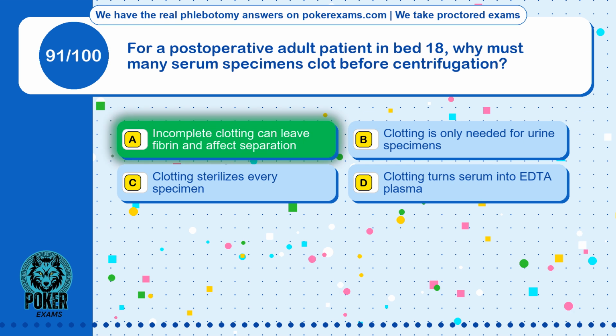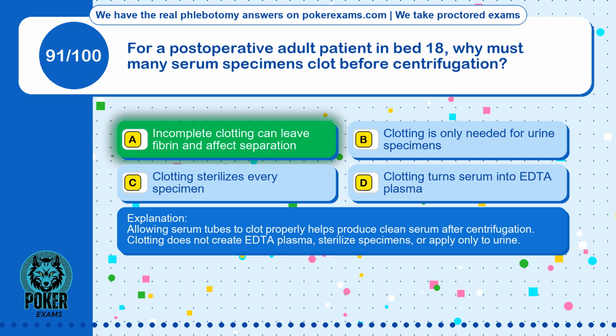The correct answer is option A. Incomplete clotting can leave fibrin and affect separation. Allowing serum tubes to clot properly helps produce clean serum after centrifugation. Clotting does not create EDTA plasma, sterilize specimens, or apply only to urine.